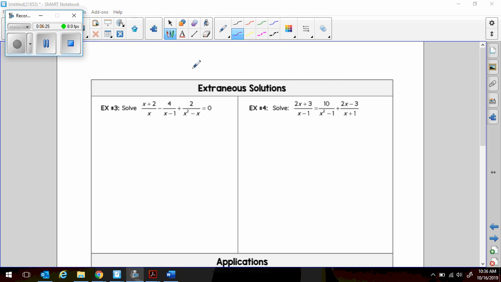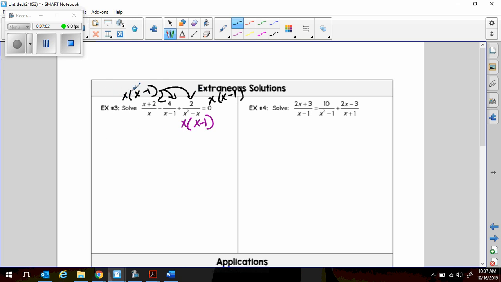X squared minus x, if I take out an x from both, this will be x parentheses x minus 1, right? This is x minus 1 and this is x. So this is actually our least common denominator. I actually have to multiply everything by that, so this is going to be this side times x, x minus 1, and this side, every single term is going to be multiplied by x, x minus 1, every single term. I'm not going to keep writing it, okay? Just multiply everything by it.